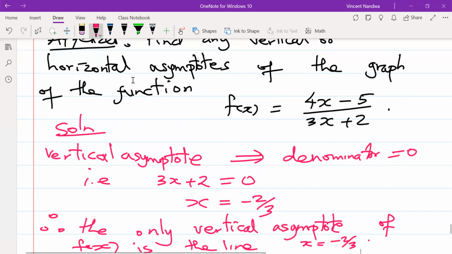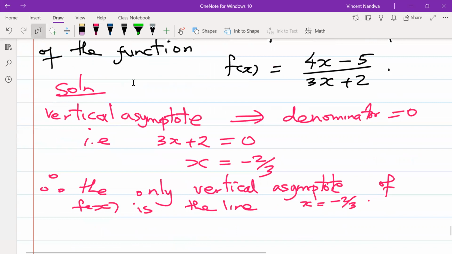So if you meet such a problem, you should do it without struggle. Simply take the denominator, equate it to 0 and then solve. If the function given has no rational form, there's no denominator in the expression, then there's no vertical asymptote. If the function f of x is given by, say, p over q, take q equal to 0 and then solve the equation.